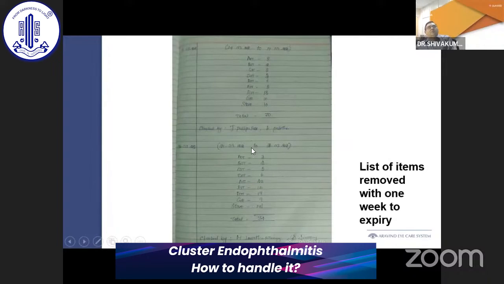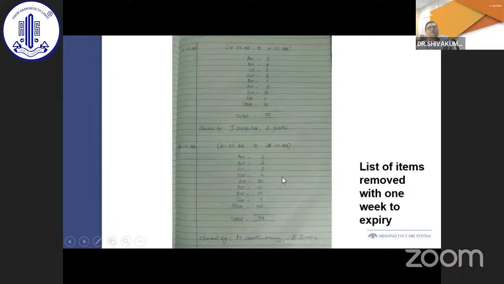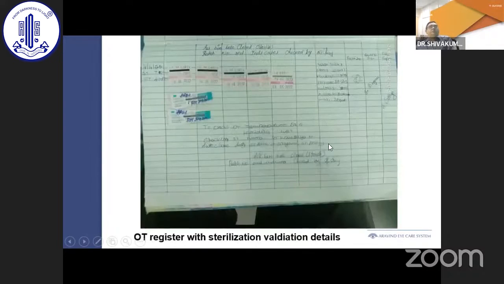And this is a register which is maintained of sterile packs which have been removed from circulation at least 1 week from the expiry of sterilization. So it usually is valid for 1 month, and this is taken out 1 week prior to that 1 month so that we don't use expired material.